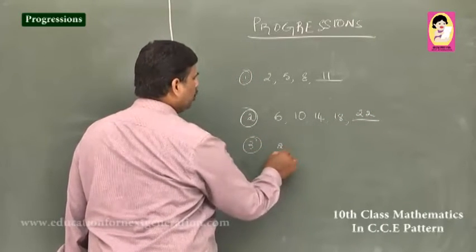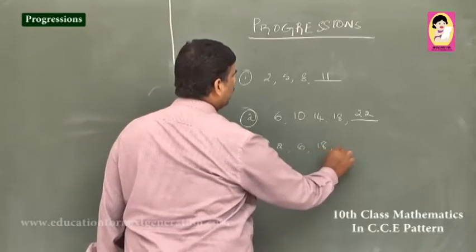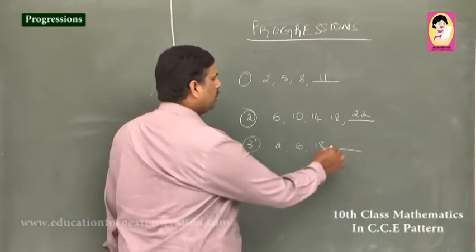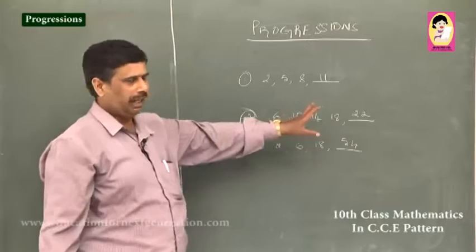We'll have one more. Say suppose 2, 6, 18. Can you say what comes next? So here it is 54. So how are we able to say?